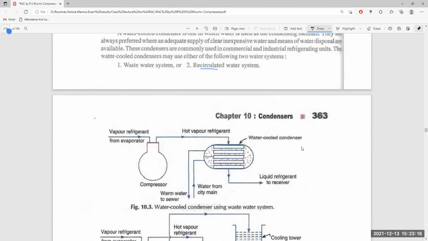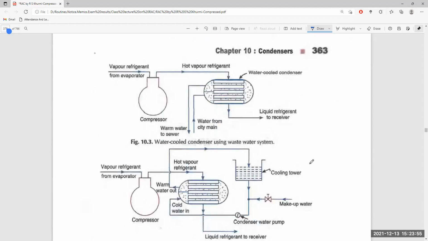Here we are using first the wastewater system. The vapor refrigerant from the evaporator is coming to the compressor. Then the hot vapor refrigerant goes to the water-cooled condenser. Water from the city main goes inside this condenser to cool the refrigerant inside the tubes. The liquid refrigerant goes from here to the receiver, and from the receiver to the expander. Then the warm water goes out to the sewer. And this water system is like this.